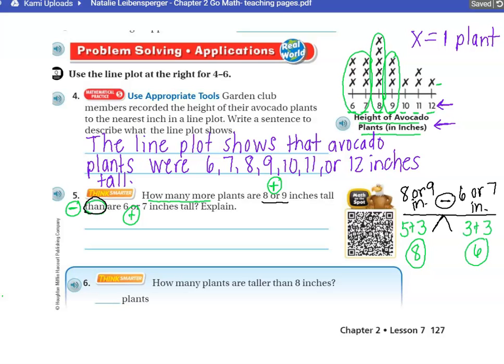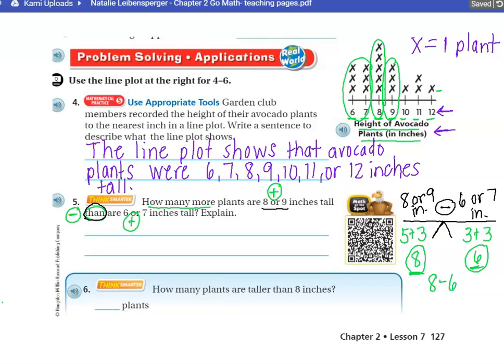But then I remembered I have to subtract, because now I'm comparing the plants that are 8 or 9 inches tall, which there were 8 plants, and then there were 6 plants that were either 6 or 7 inches tall. So now I'm going to subtract those two. 8 minus 6, the difference is 2. So there were 2 more plants that were 8 or 9 inches compared to 6 or 7 inches. That was a little bit tricky there. So let's write that. I have to explain.